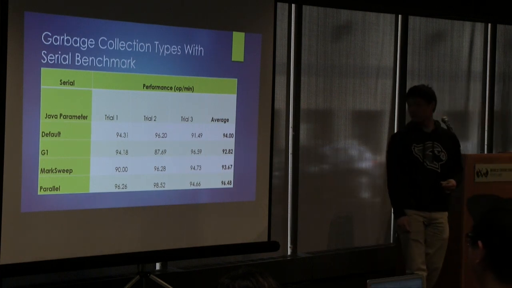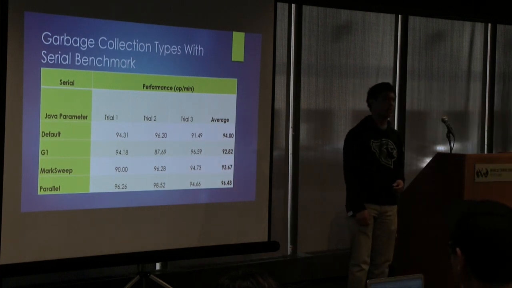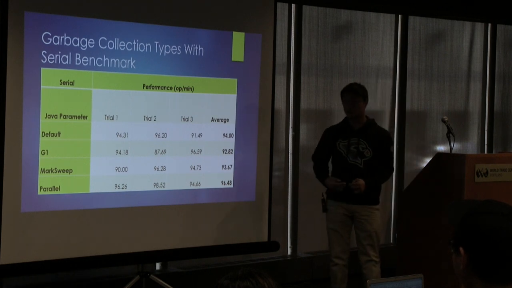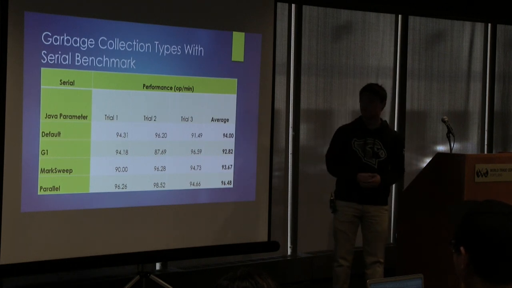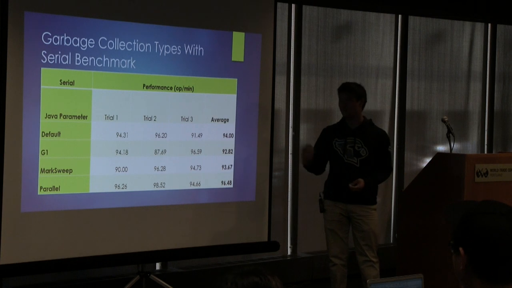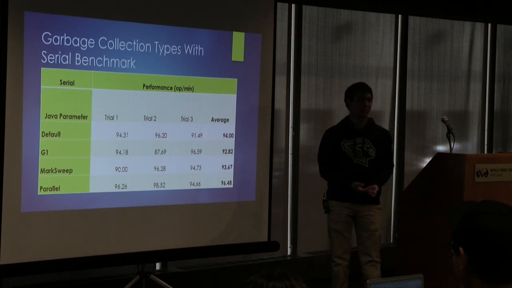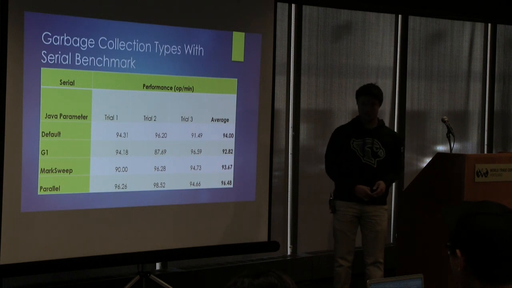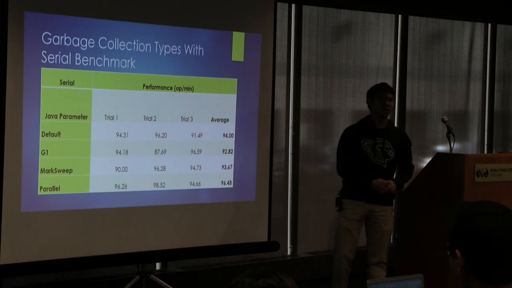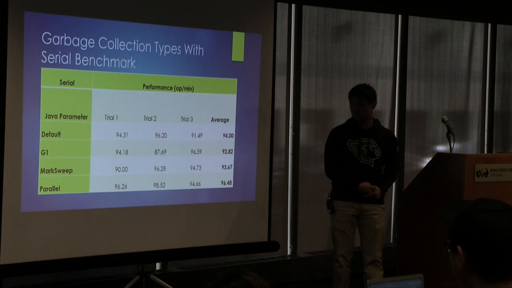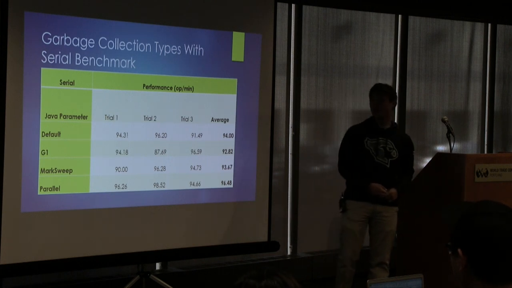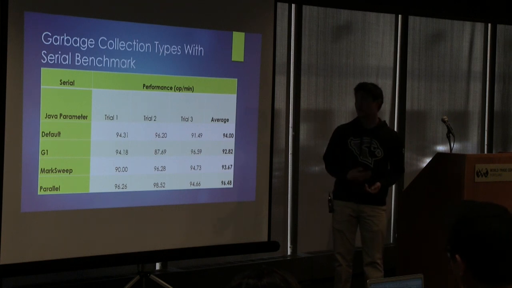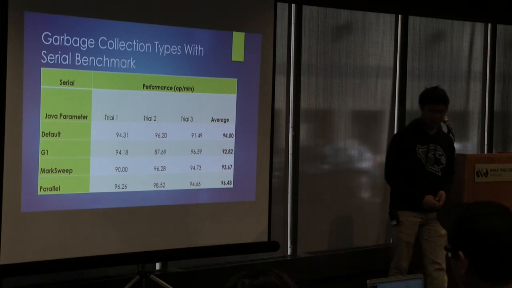And similar to how the different garbage collection types work for different benchmarks, there's also a difference in performance, as some benchmarks may be more intensive in performance than others, as seen in the next slide with the Derby benchmark. The 300 operations per minute suggests that it is more intensive in performance than both the serial and the Sunflow, which are significantly less.